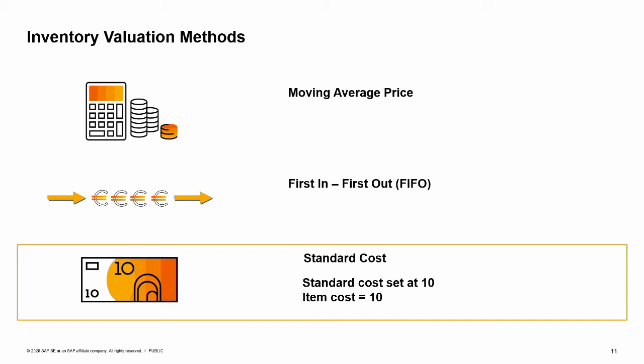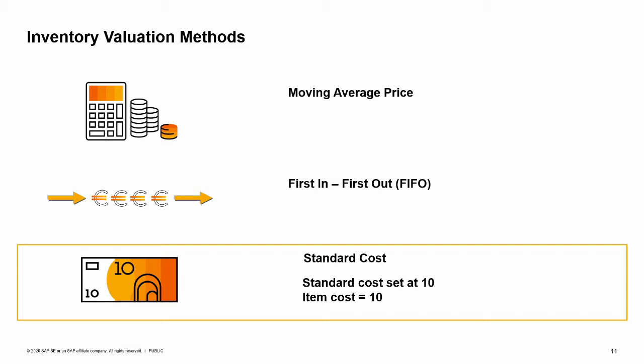Setting a standard cost is like making a royal decree. You decide what the item is worth. You specify the unit cost. The item cost always equals the standard cost displayed in the item master record. Once you set the standard cost at 10, the unit cost remains 10.